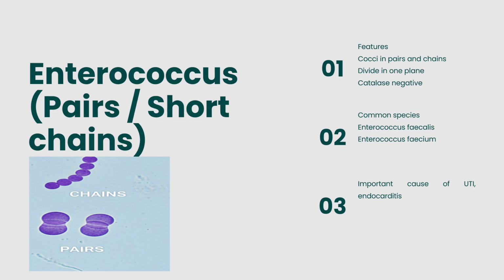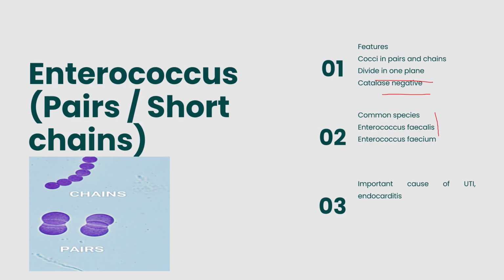Enterococci are very similar to streptococci. They appear as either pairs or short chains. Usually the chains of streptococci are way longer. But they also appear similar to streptococci because the cocci divide in one plane. So the cocci will be lying next to each other, and just like streptococcus, they are also catalase negative.